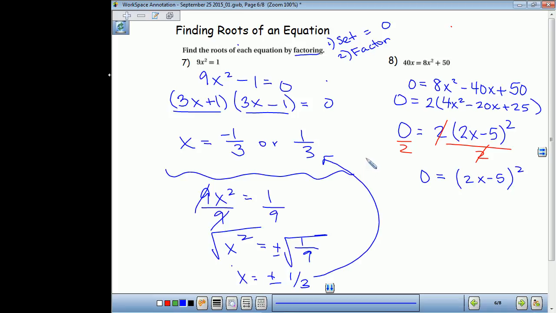Yes, sir? Instead of doing that, could we just leave it the original? You could. Sure. You could just leave it, because there's no way to turn that into 0. So this is the only factor that you could rewrite as 0. And so what can x be?